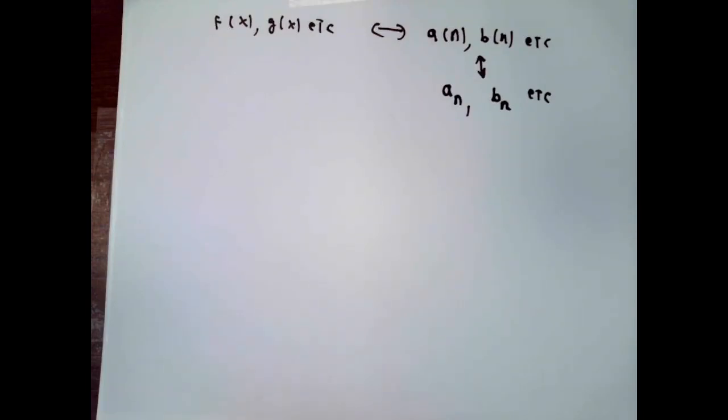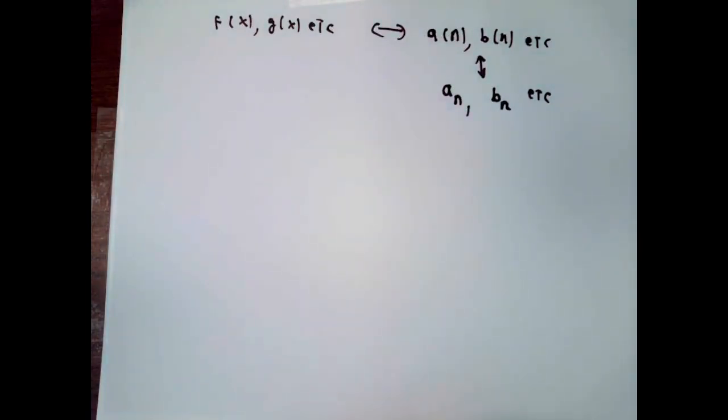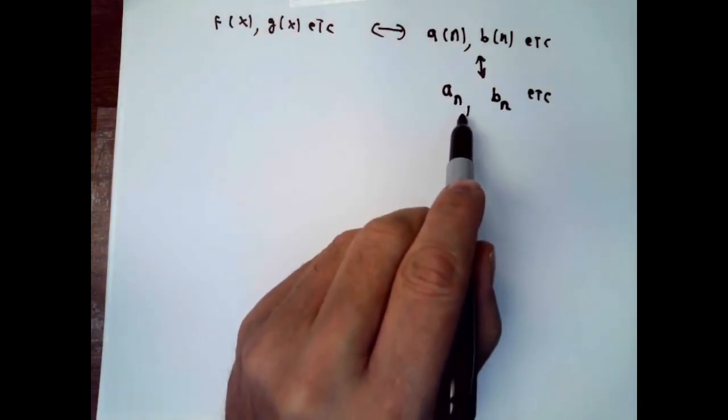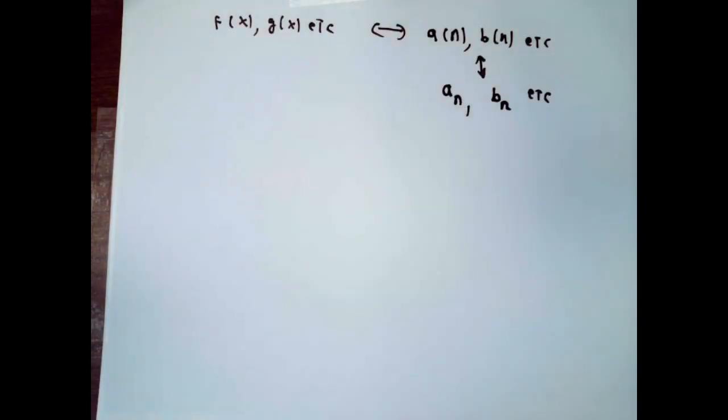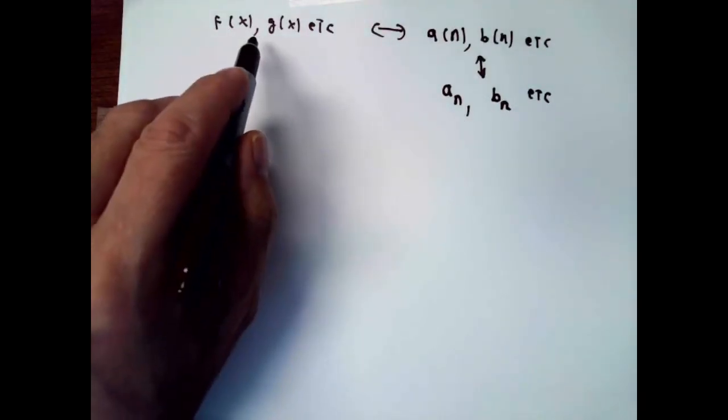Commonly seen are letters like A and B down towards the beginning of the alphabet. I really should write A of n and B of n, where n is an integer. But what people do is they write A with a subscript of n, B subscript n. People will often just pronounce those as a n, b n, sometimes a number n for emphasis, sometimes a sub n. So these are analogous to those.